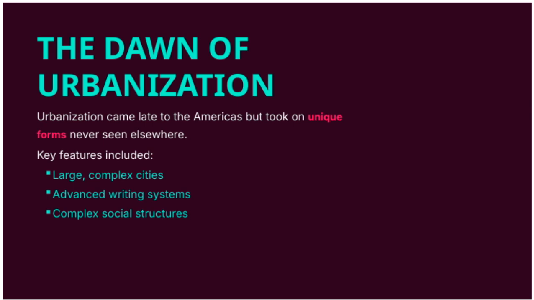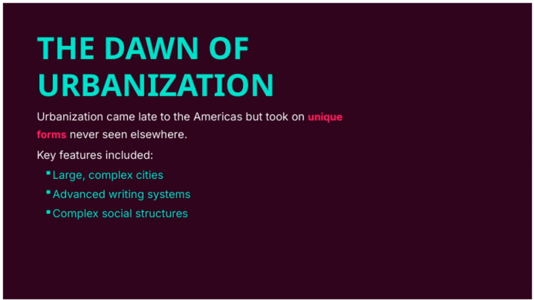These societies developed sophisticated hierarchies and institutions that organized their communities in intricate ways. Alongside that, they created advanced writing systems, some of the earliest forms of recorded language, allowing them to keep records, communicate across long distances, and preserve their histories. At the same time, we see the rise of large, complex cities. These urban centers weren't just big, they were hubs of culture, politics, and innovation.